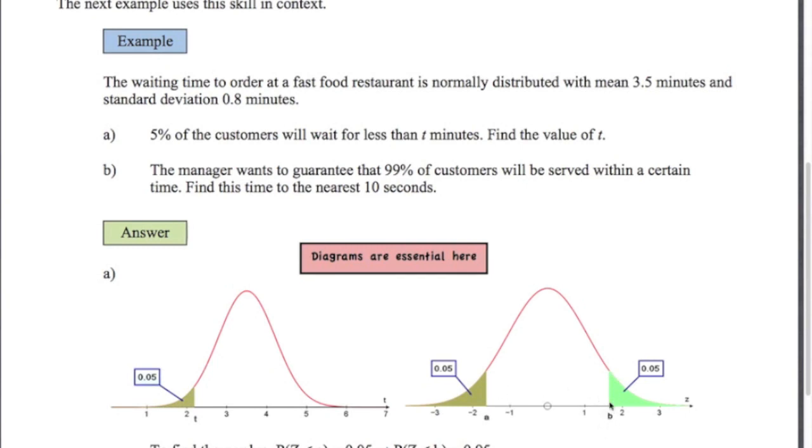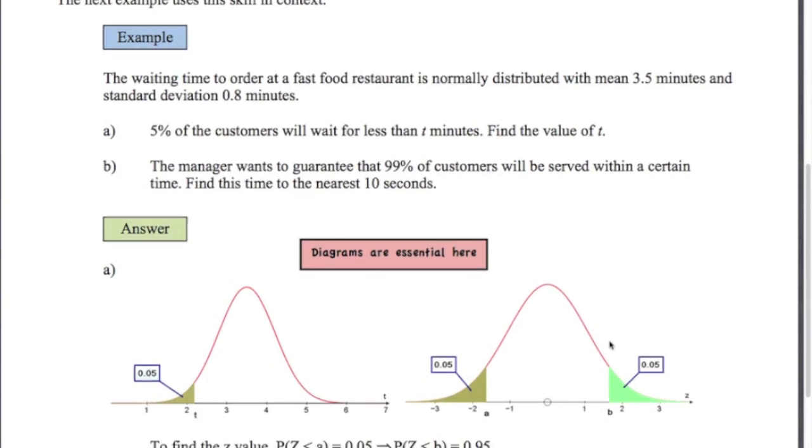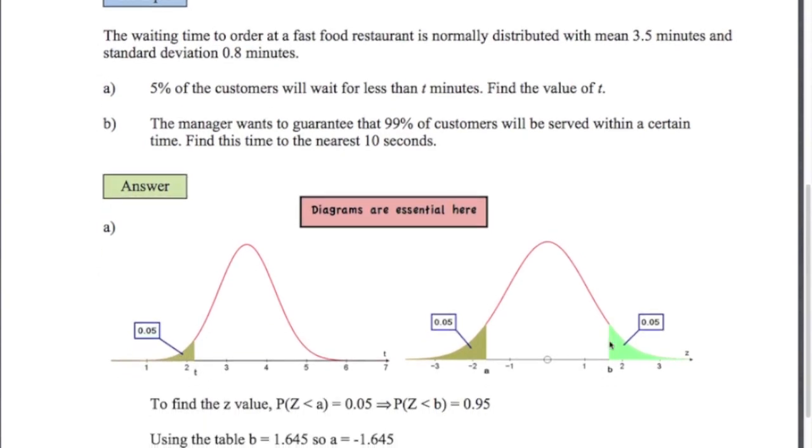So the value of b, if b and above is 0.05, that means the probability from b and all the way down will be 0.95. So 0.95 is what I'm looking for in the table. If you look at that little table at the bottom, it gives you that value. 0.95 is one of the ones that are given, and the value is 1.645. So that's 1.645. This value of A that we're looking for is negative 1.645.